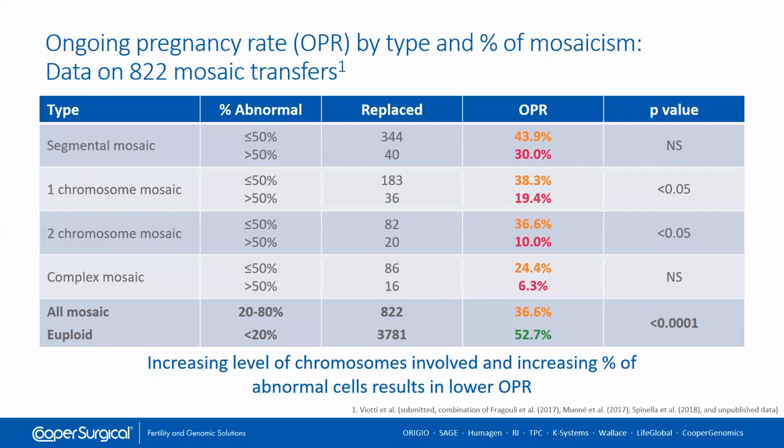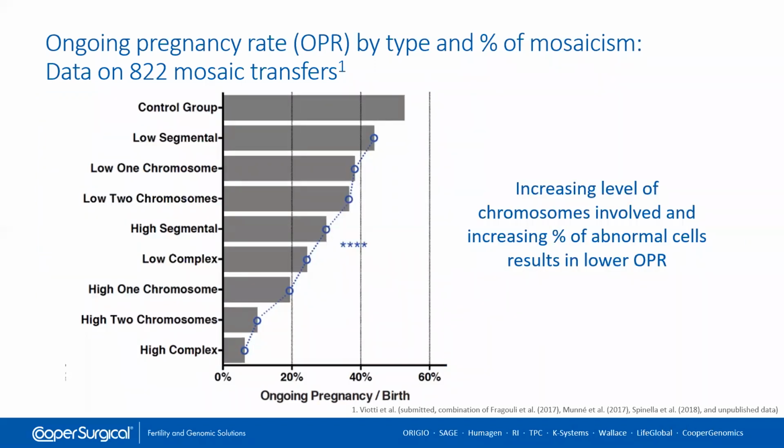So overall, if we lump all this data together, as I did at the end, we're back at the point where we had in the previous slide: if you lump all your mosaics together, then you're talking about a 36% ongoing pregnancy rate versus 52, 53% if you transfer euploids. And this is across multiple clinics and multiple patients. So this is looking purely at the mosaic load and nothing to do with any of the other patient underlying conditions.